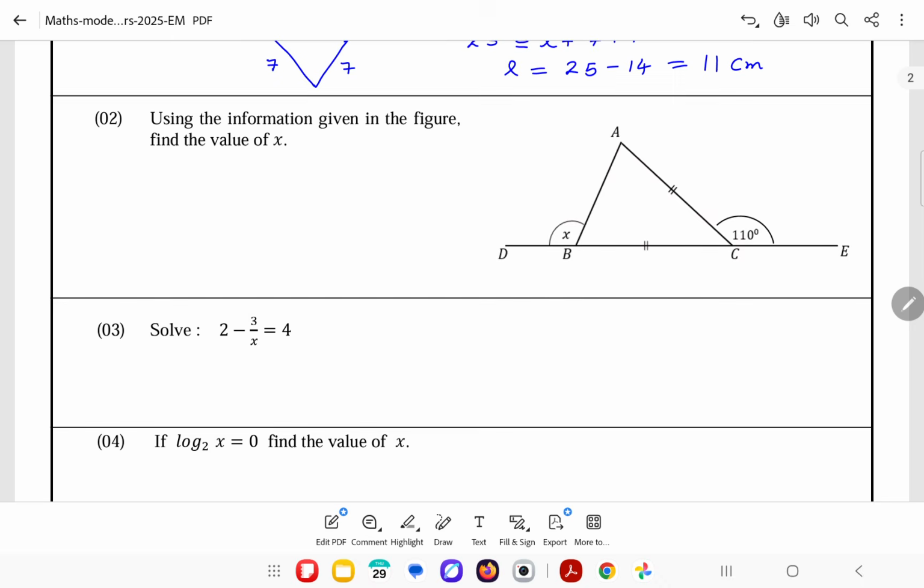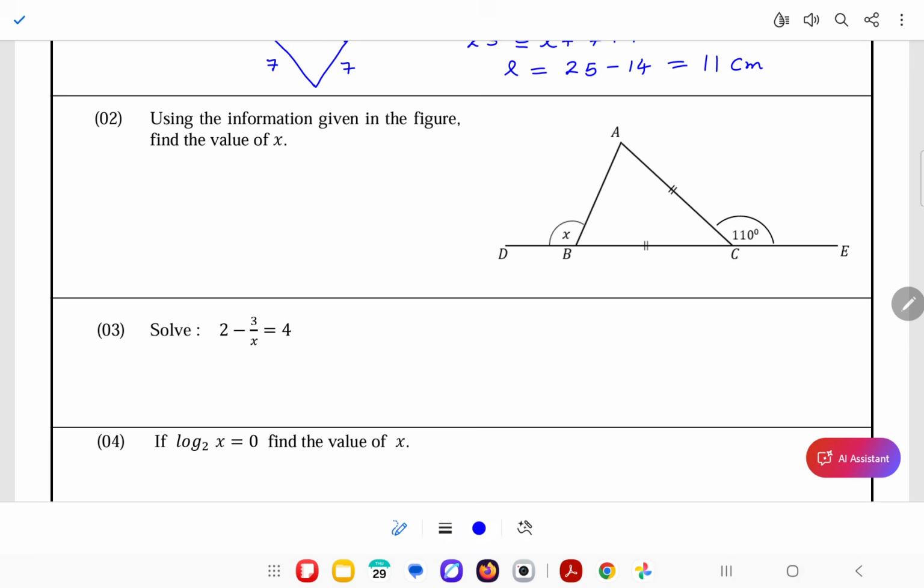Then let's look at the second question. Using the information given in the figure, find the value of x. So we can first find this angle. This is what? The total angle along a straight line is what? 180, no? So this angle would be 70 degrees because the total angle is 180.